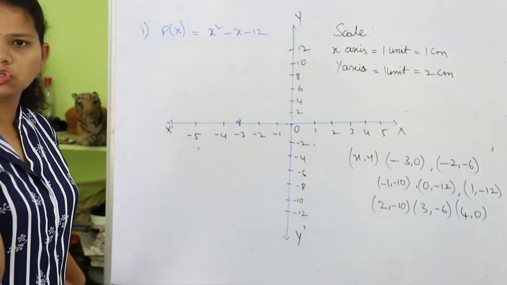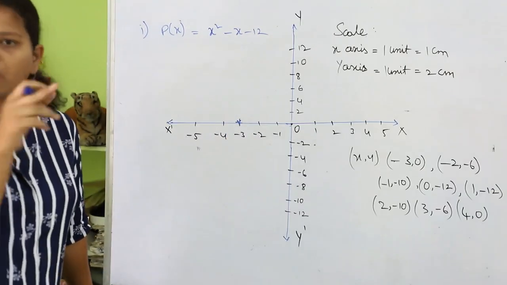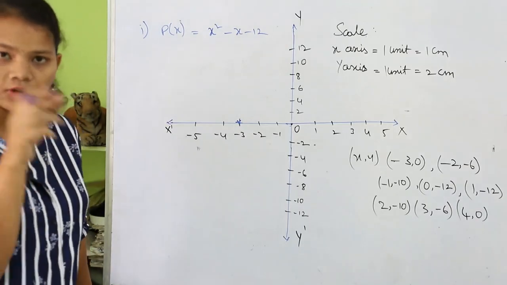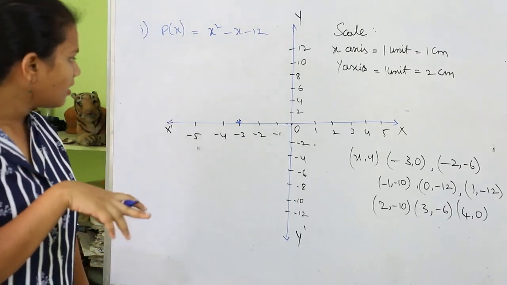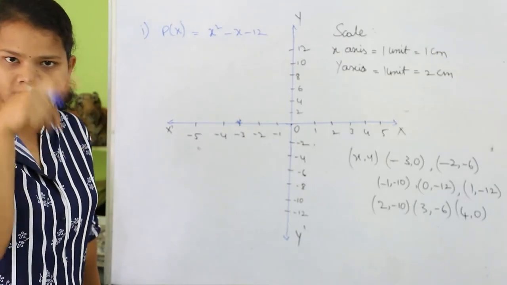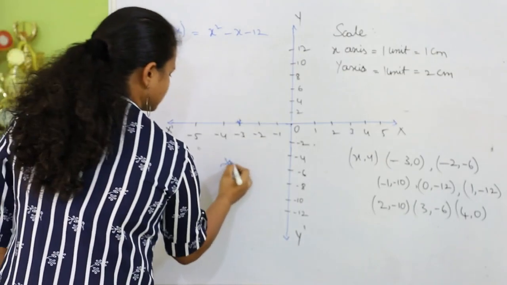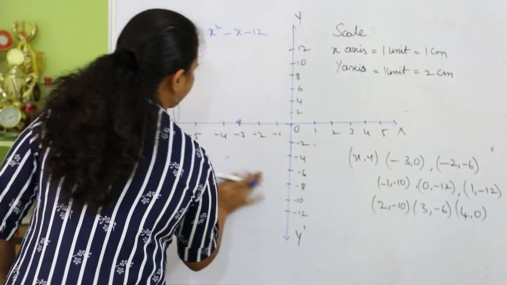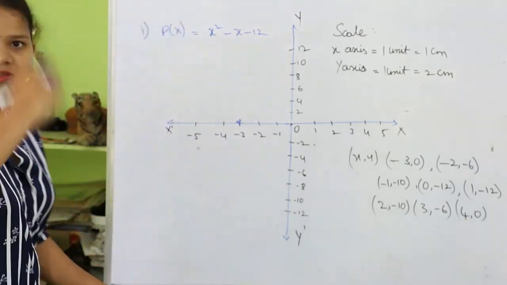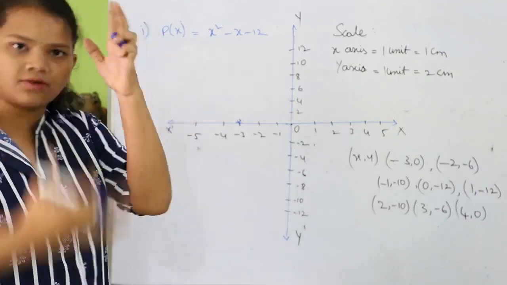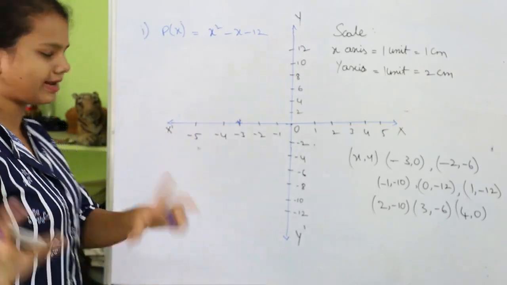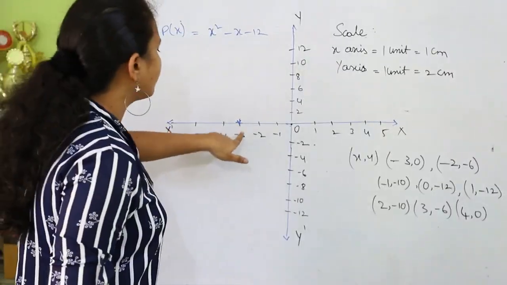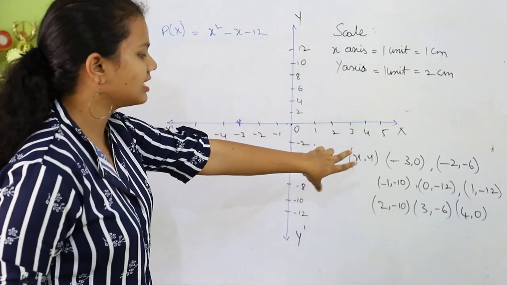Clear? Make sure that when you are about to draw a graph, you mark star marks, like this. Don't put a dot, because a dot may confuse us. But if you make a star, the graphical representation would be good and nice to look at. Now here you have minus 3 comma 0. Clear?